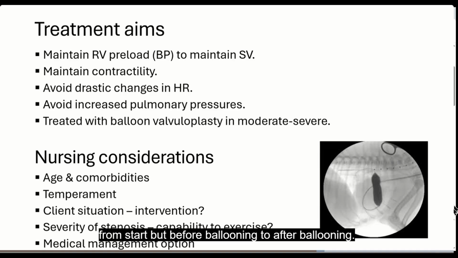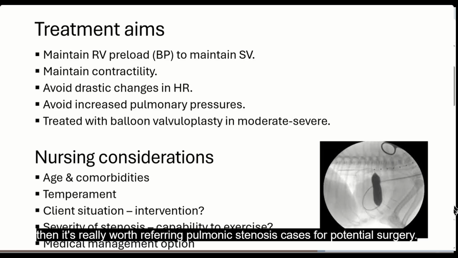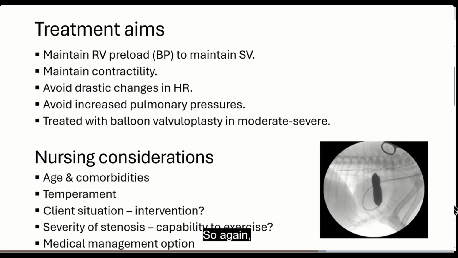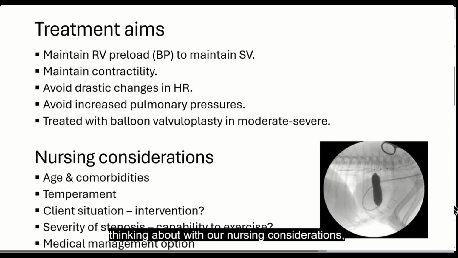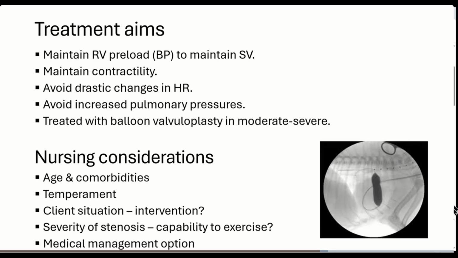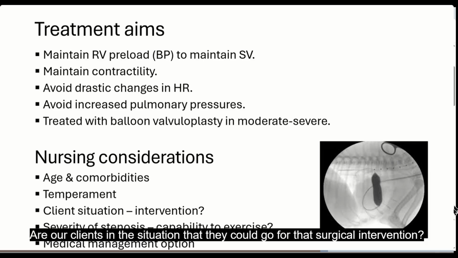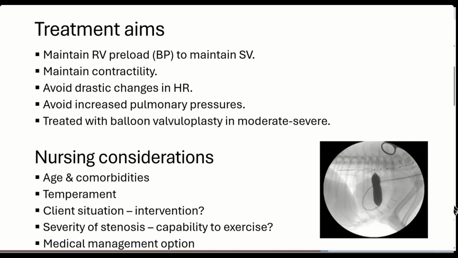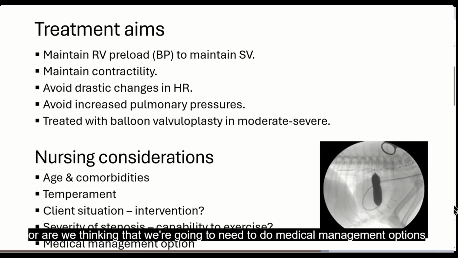But it's a very successful procedure, and so if your clients are keen, then it's really worth referring pulmonic stenosis cases for potential surgery. So again, thinking about our nursing considerations, it's our temperament of our patient, not just for medications, but also for intervention. So is this a patient that will cope well with a surgical intervention? Are our clients in the situation that they could go for that surgical intervention? Or are we thinking that we're going to need to do medical management options for this patient?